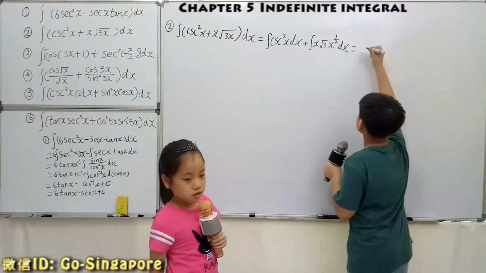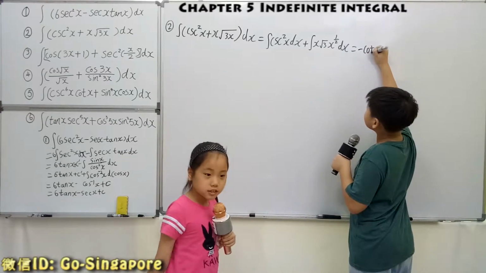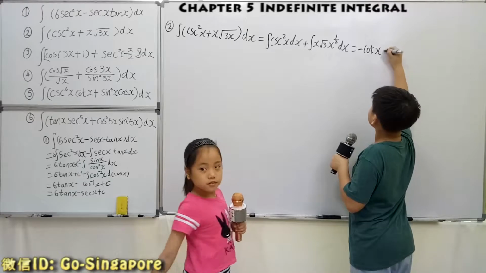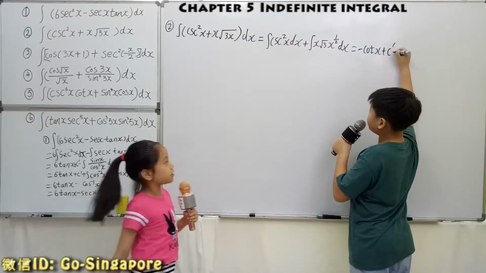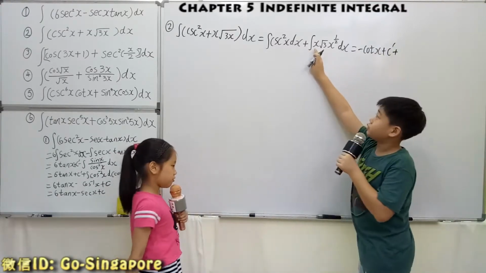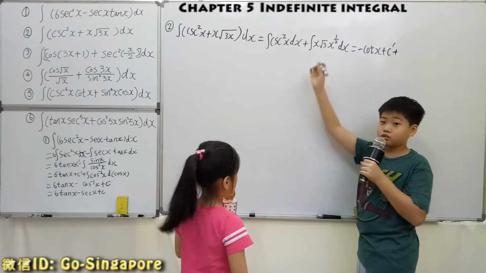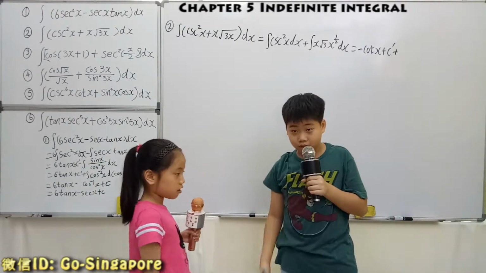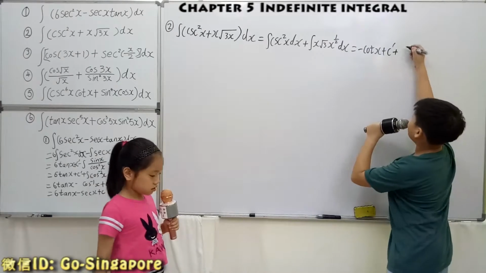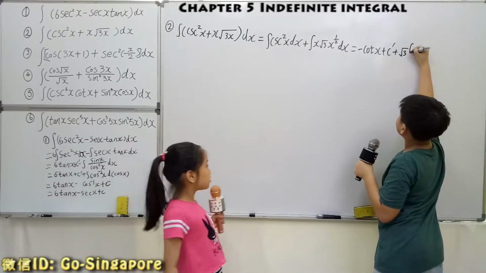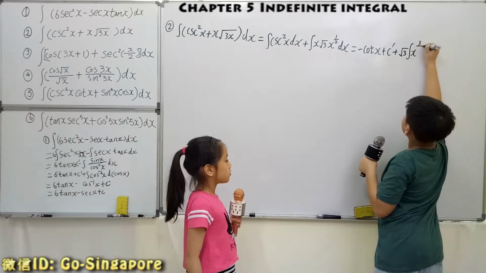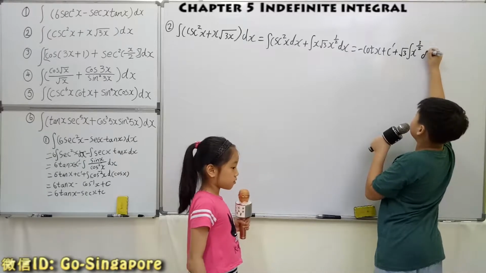So you'll see cosecant square is actually a negative cotangent. Yes. While secant is a positive tangent. Like this. So Okay. what did you realize about this x and x to the power of half? You can put them together, which will then become x to the power of 3 over 2, right?